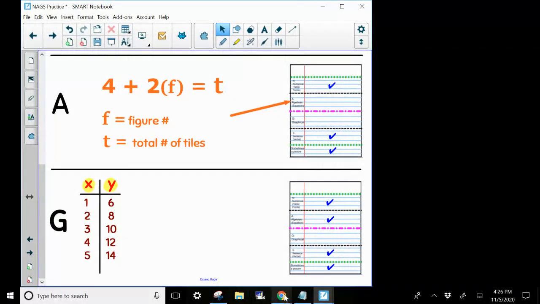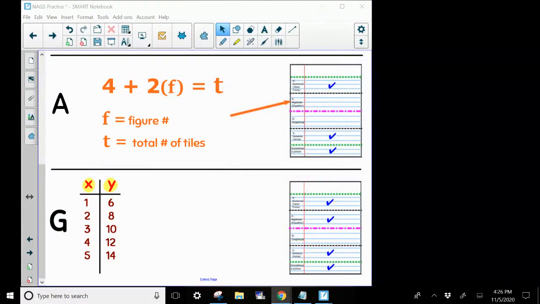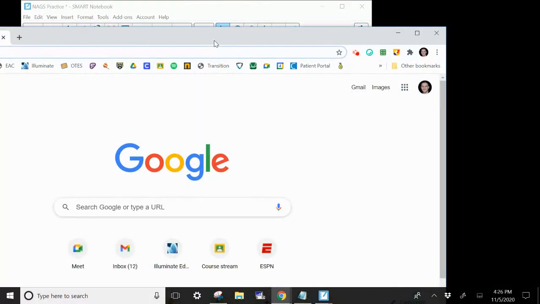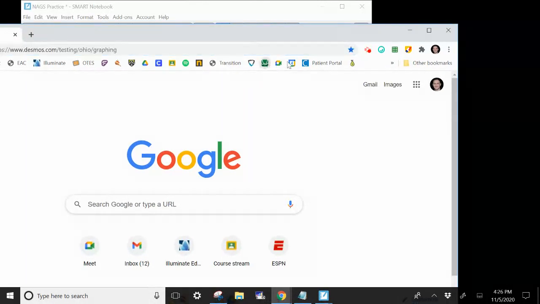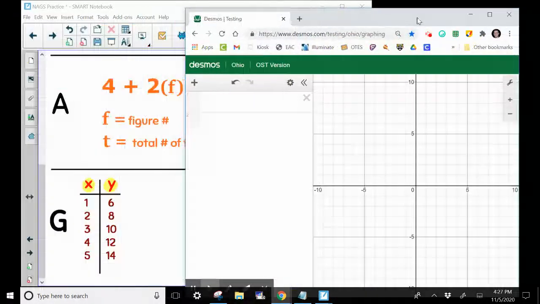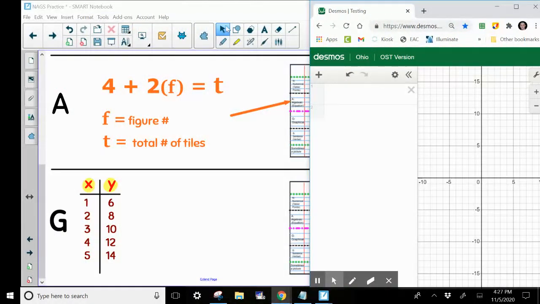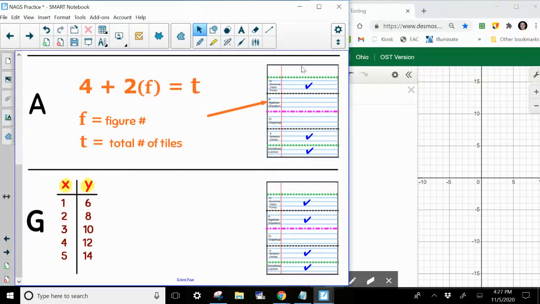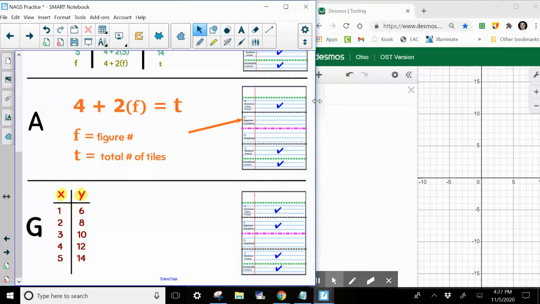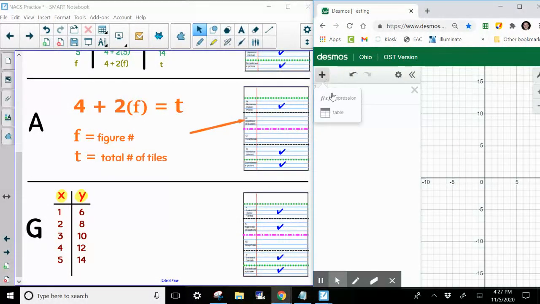Okay, we want Desmos to help us out. So I'm going to bring Desmos over here. All right, and I'm going to resize it so it is comfortable for us to work with. And then I will resize this so we can see everything as we are working. So remember, in Desmos, we're going to hit our plus sign and we're going to put it in our table.